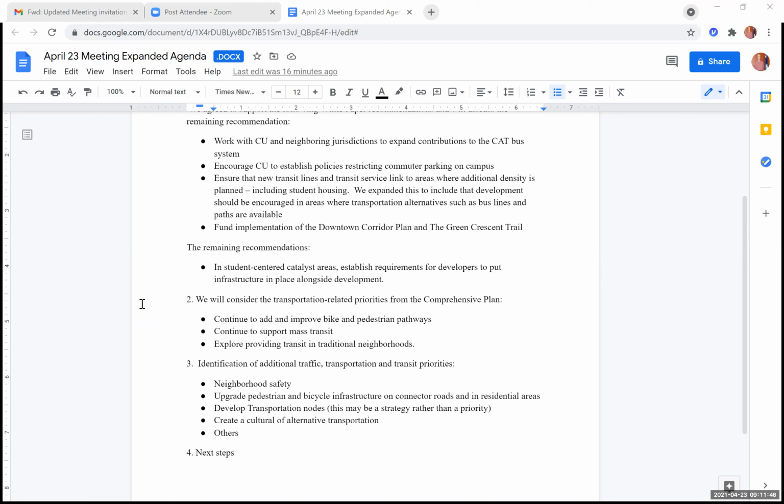Okay. And that's a little bit like if you drop down on the display to number 2, where we talked a lot about this, upgrading pedestrian and bicycle infrastructure on connector roads and in residential areas. Shannon, does that kind of capture the same thought that you just had? I think that's the same thing. I think if we wanted to add a recommendation, that would be one that encompassed both the priority from the comp plan and what we discussed. Yeah, okay. All right, so I'll try to integrate those two things.